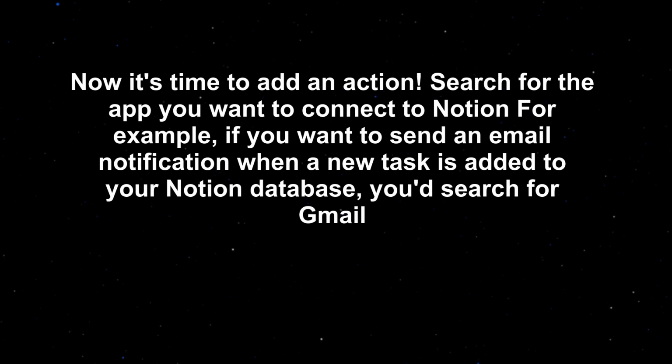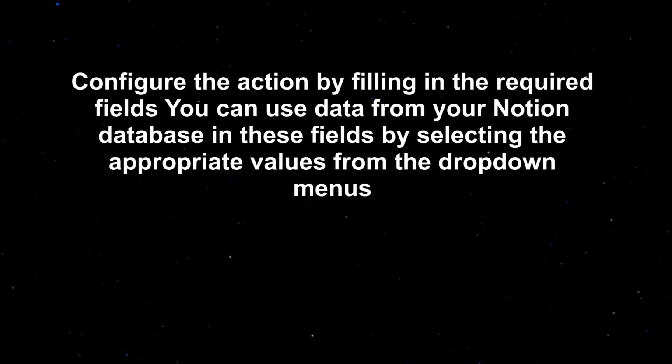Now it's time to add an action. Search for the app you want to connect to Notion. For example, if you want to send an email notification when a new task is added to your Notion database, you'd search for Gmail. Configure the action by filling in the required fields. You can use data from your Notion database in these fields by selecting the appropriate values from the drop-down menus.